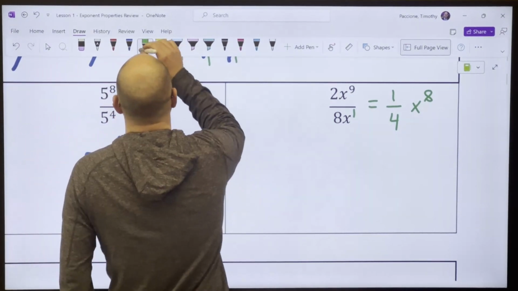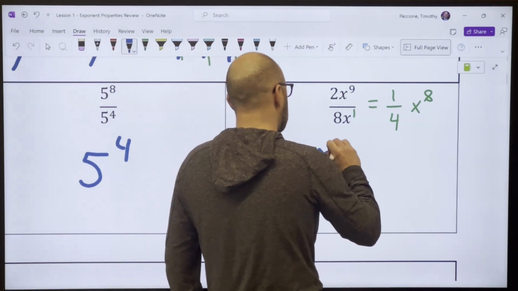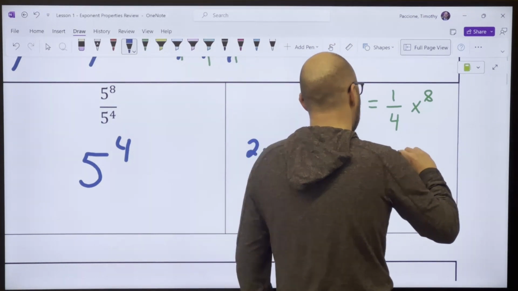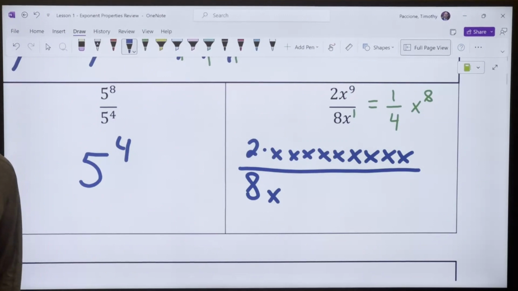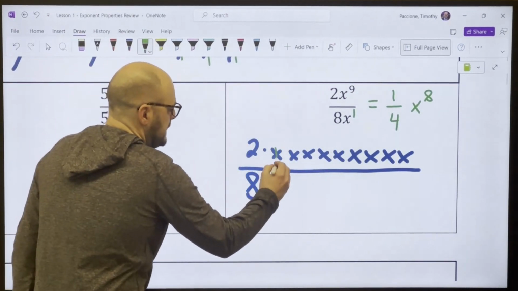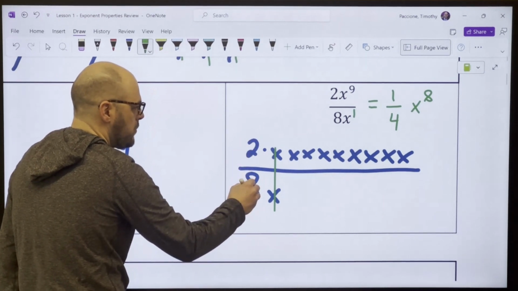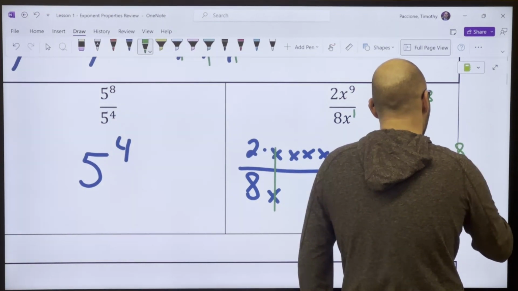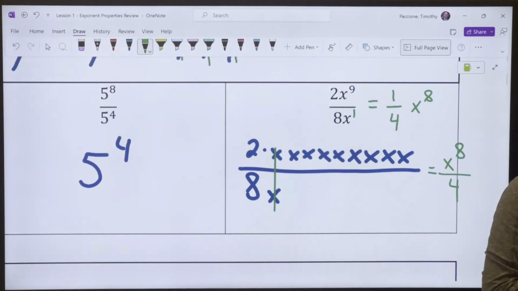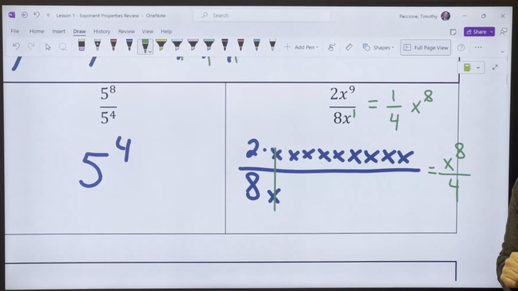So if I expanded this out, well, I got 2. Oh boy, here we go. X, X, X, X, X, X, X, X, X over 8X. Right? So they cancel. And then 2 over 8 can reduce. They both divide by 2. That's 1 over 4. So I end up with x to the 8th over 4. Okay? Which is more, I guess, simplified than 1/4 x to the 8th. But that's fine. Either is fine. If you understand it, that's good.